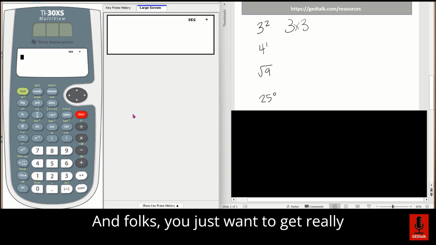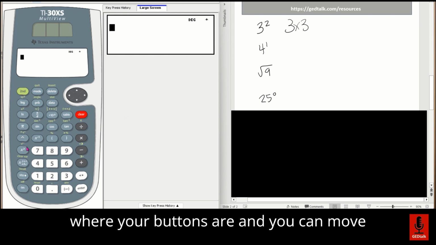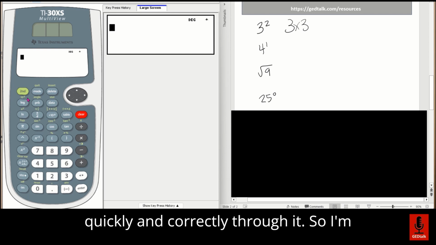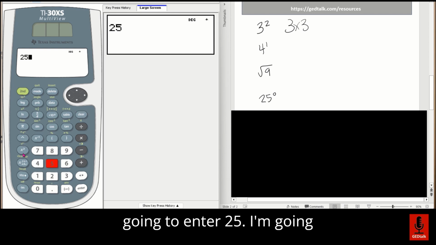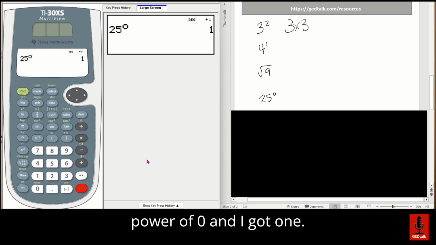And folks, you just want to get really good with the calculator so you know where your buttons are and you can move quickly and correctly through it. So I'm going to enter 25, I'm going to use my caret key and raise it to the power of 0, and I got 1.